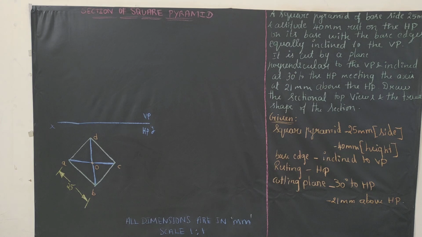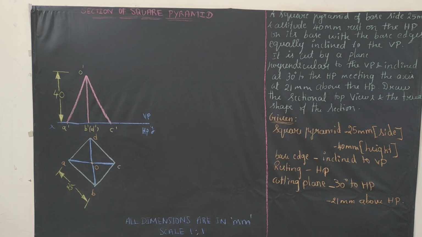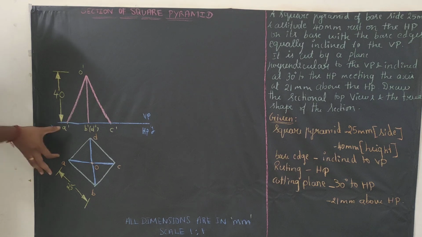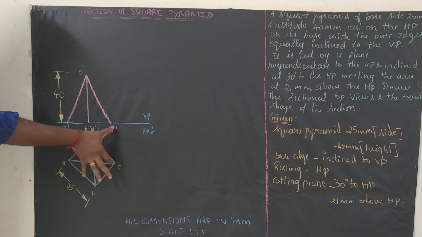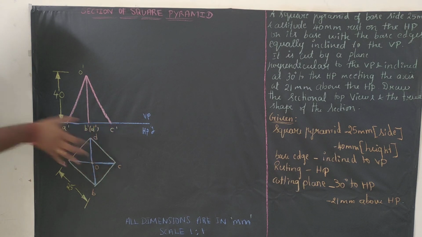For getting the front view, we are just going to extend all the top view points. So next step, we are going to draw the front view. Extend all the top view points. Keep your scale vertically here so that you can get a point. Keep your scale vertically at D so that you can get this point. Keep your scale vertically at C so that you can get this point.